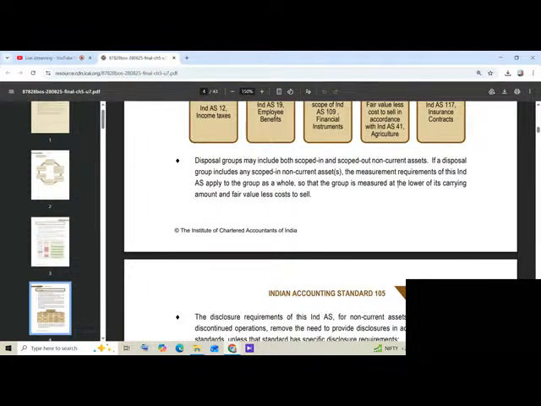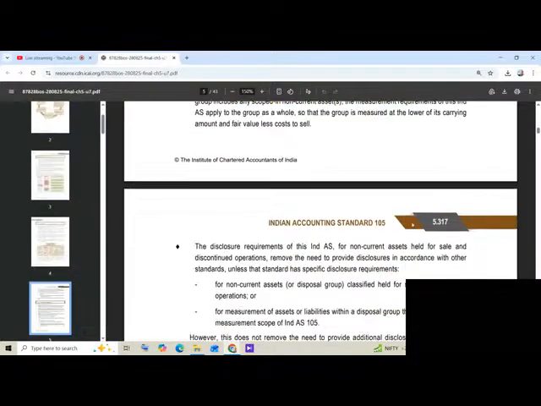Disposal groups may include both scoped in and scoped out non-current assets. If a disposal group includes any scoped in non-current assets, the measurement requirements of this Ind AS apply to the group as a whole, so that the group is measured at the lower of its carrying amount and fair value less cost to sell.